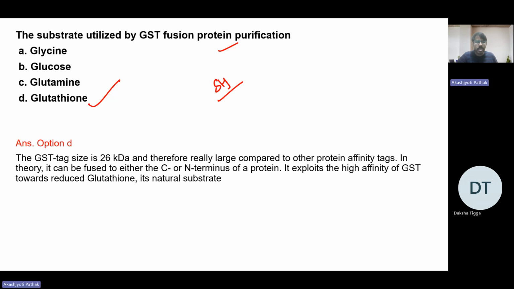Okay. So this GST tag is a very large tag, having a size of 26 kilodalton. When you're doing any biophysical experiment, or you want to determine the structure of a protein, you would not want this GST to interfere with your protein. In the presence of the GST, your protein can have a different conformation compared to when it is free. That is why we cleave the GST tag and then go for further studies with the protein.